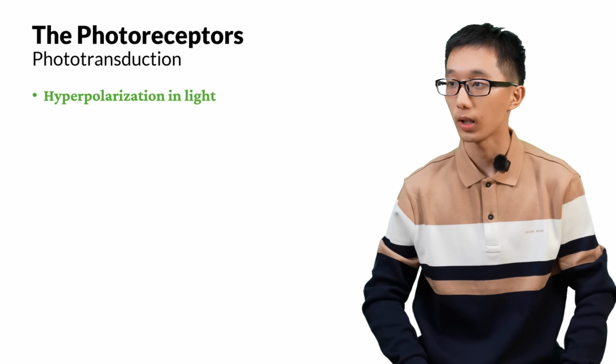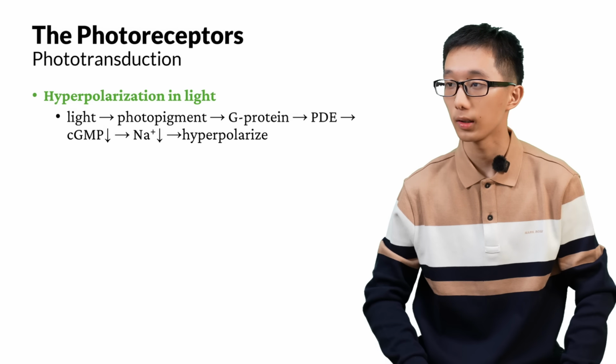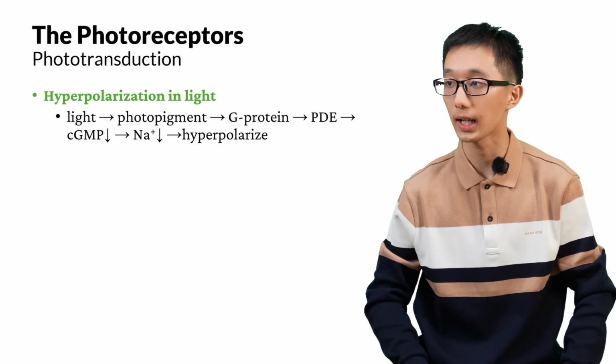Now, when opsin is activated, the light causes the photopigment to activate, which causes the opsin, the G protein, to activate, and the G protein, in turn, activates the phosphodiesterase, which decomposes cyclical GMP. This causes the inflow of sodium to diminish and hyperpolarizes the cell. In short, darkness depolarizes the photoreceptor and light hyperpolarizes the receptor.